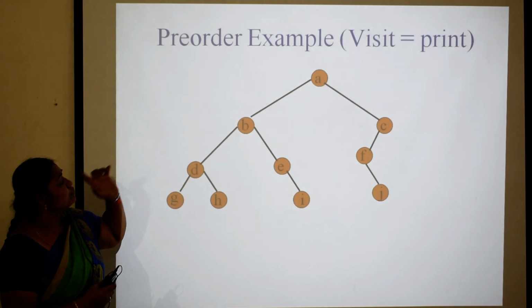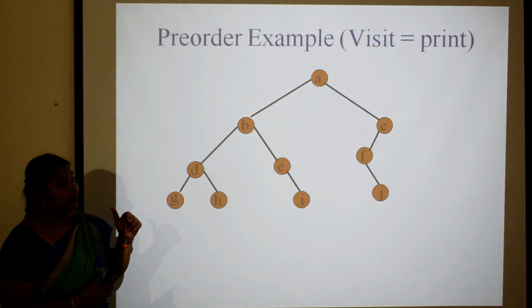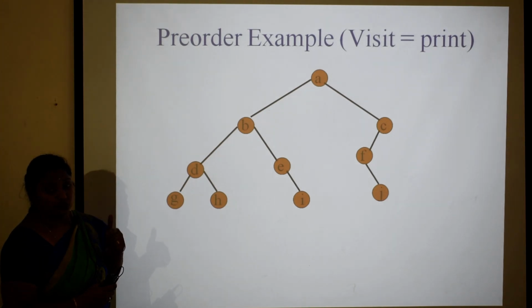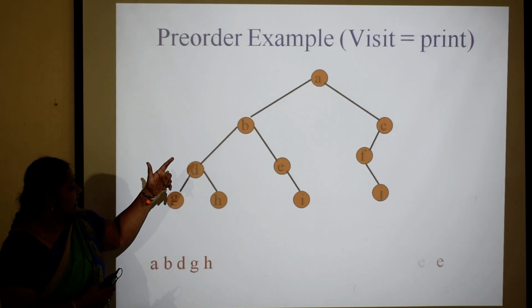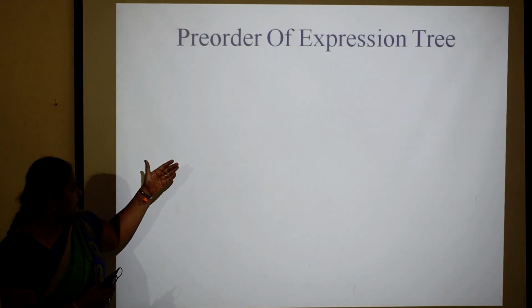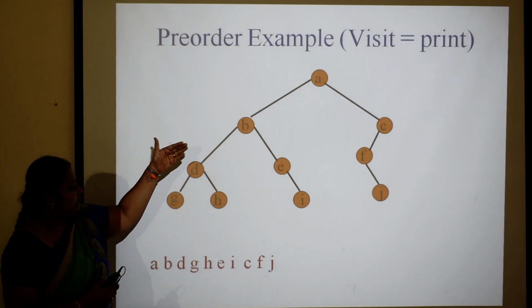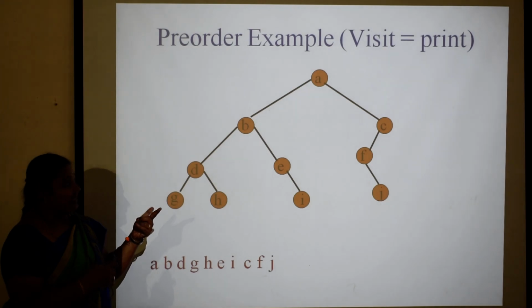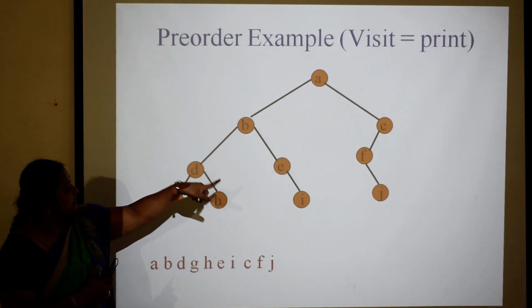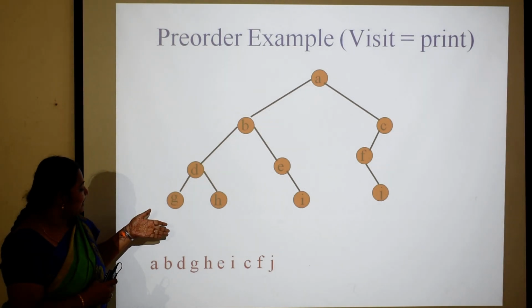How is it going to print in pre-order? First it has to focus on the root node, so first it prints the root node. Then it goes to the left. The first left child is printed, that is B. Then it goes to the left child of the left child, because each node has a left child and a right child. So it goes to the left child, and it prints D.